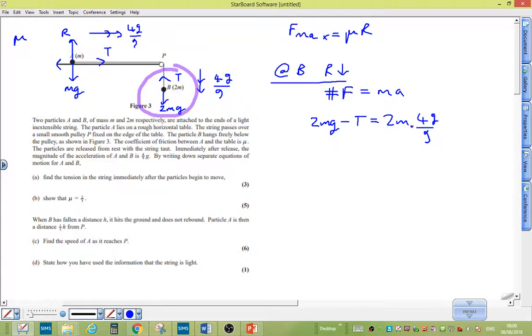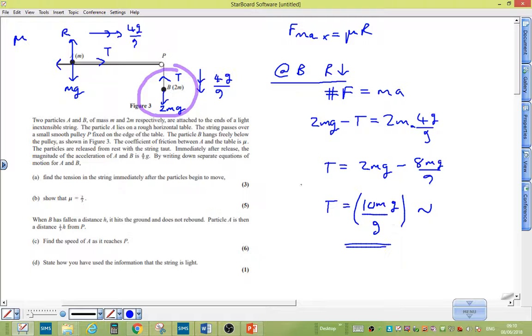Okay, and it's times by that. Right, so clearly you can see that T will be equal to 2mg. Throw that over, it's going to be minus 8mg/9. So make them all over 9. That will be 18/9, take away 8 gives you 10mg/9 newtons is the tension. Okay, so that's the tension in the system.